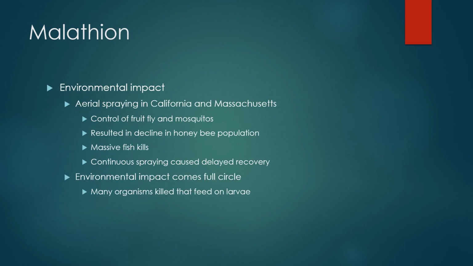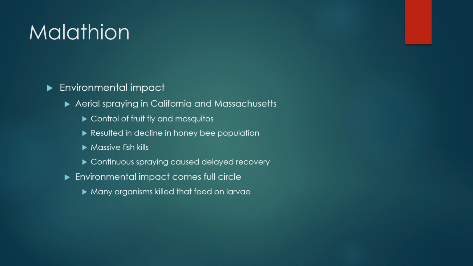There have been several instances of significant environmental impact from the irresponsible spraying of malathion. Two instances of note were the aerial spraying of malathion in California and Massachusetts in the 1980s and 90s. The spraying was done to control the fruit fly outbreak in California and a mosquito outbreak in Massachusetts.